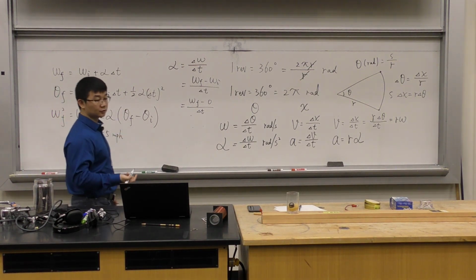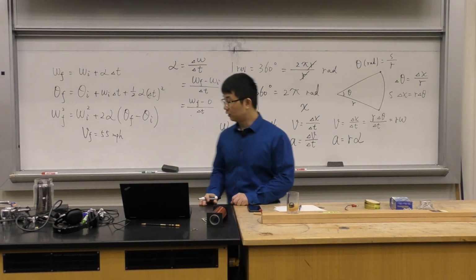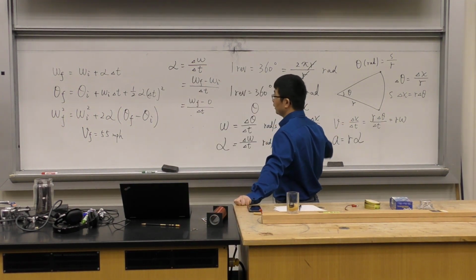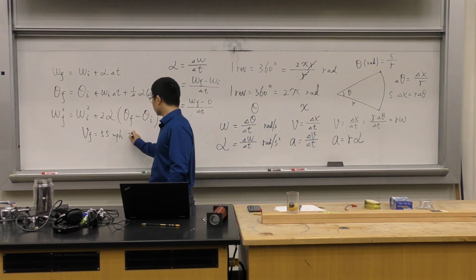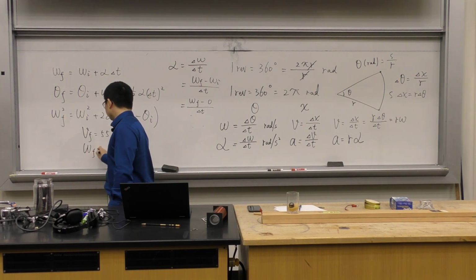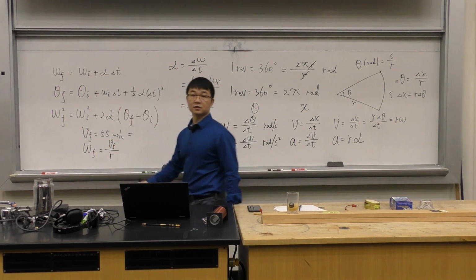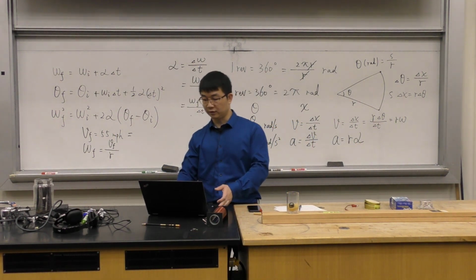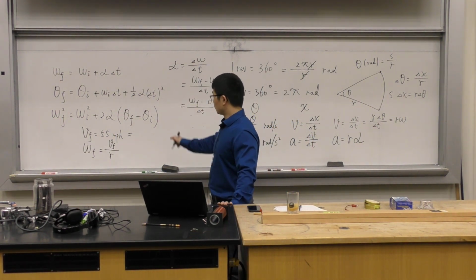Right? I can't use this to find the angular velocity, okay? So once I convert this to meters per second, then the final angular velocity is going to be this guy divided by radius, because they're always connected by the radius, okay? So I want you to try that.